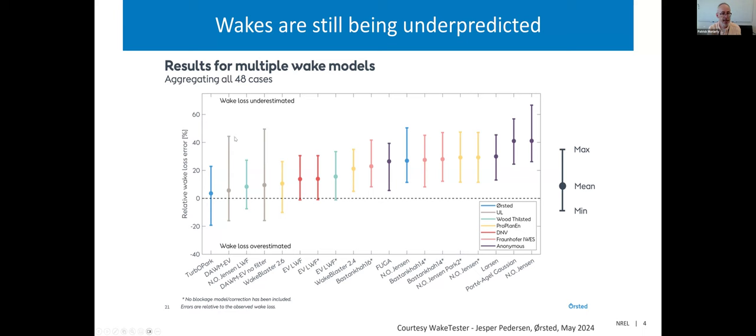So you can see for some of these cases in the benchmark, you're getting 40% error for a particular case. And again, this is 40% of maybe a 10% energy loss. So it's really, for this particular case here, 4% of the overall energy capture, which is significant. And of course, these are all kind of the most widely used and accurate models available today. So it continues to be important to study wakes and get observations to be able to validate and improve these models.